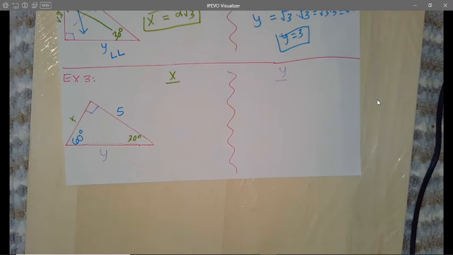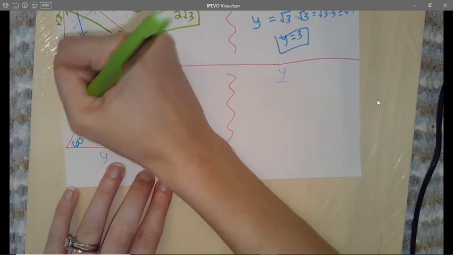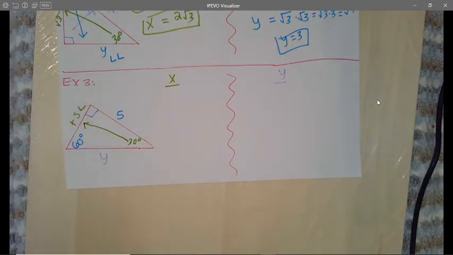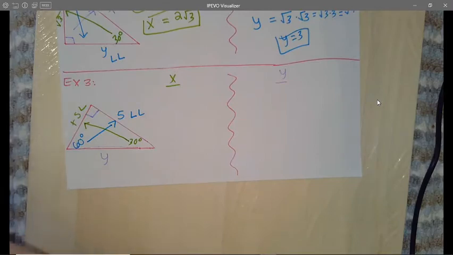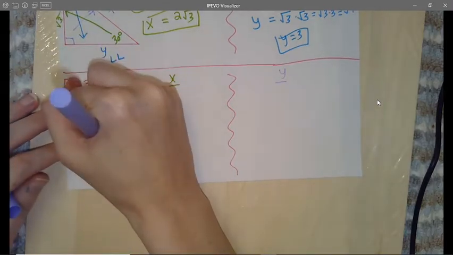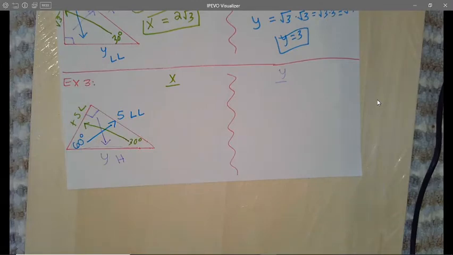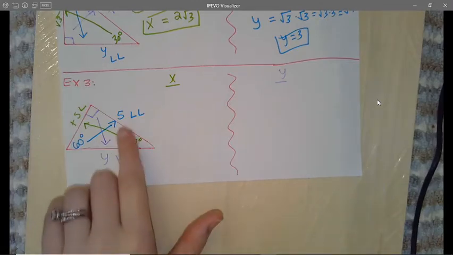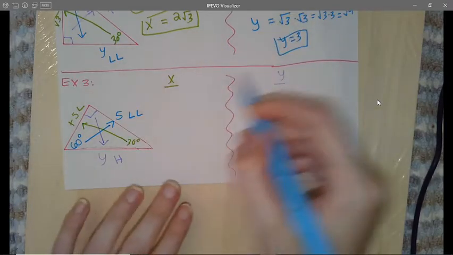Okay, so the short leg is the side directly across from the 30-degree angle, which in this case is the x. The long leg is the side directly across from the 60-degree angle, and the hypotenuse is the side directly across from the right angle, or the 90-degree angle. The side I was given in this problem is the 5, which is the long leg. So I'm going to use the long leg ratio 2 times to help me solve for x and y.